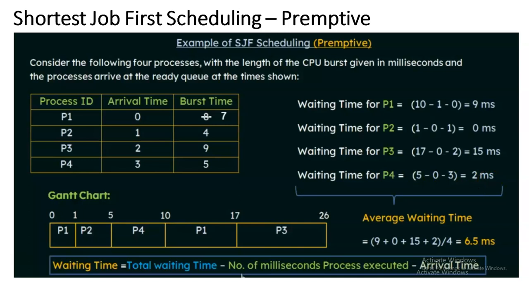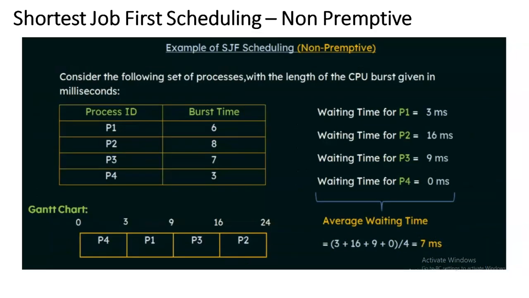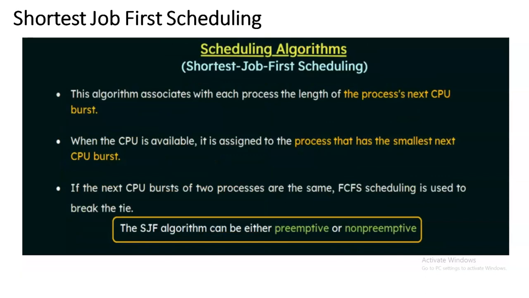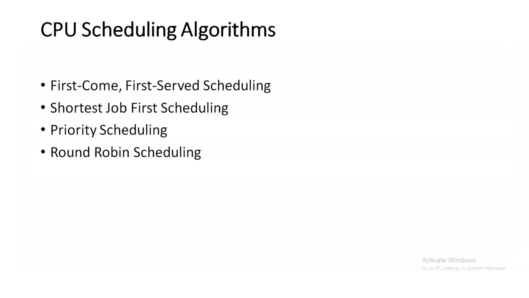To find the average waiting time, you sum up all the process waiting times and divide by the total number of processes. So this is about preemptive SJF, and we also saw the non-preemptive SJF algorithm. The remaining scheduling algorithms will be discussed in the next video. Thank you.